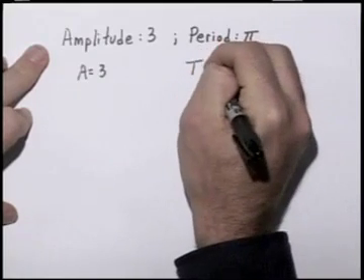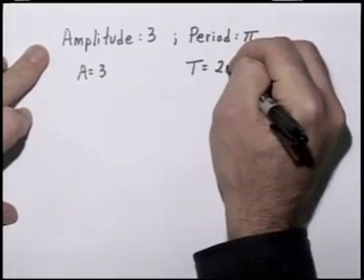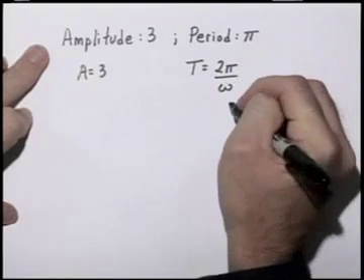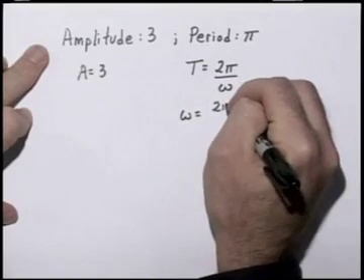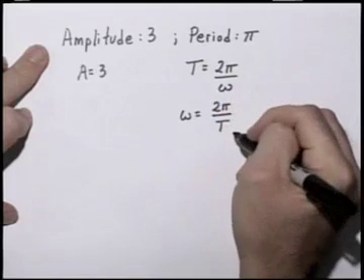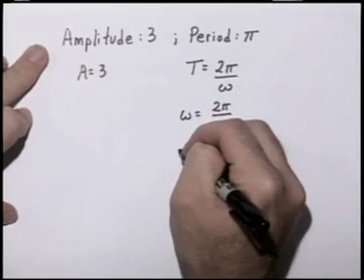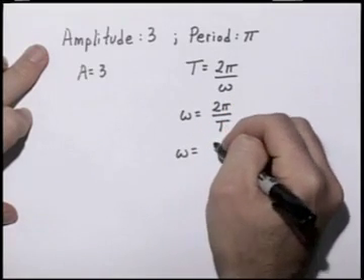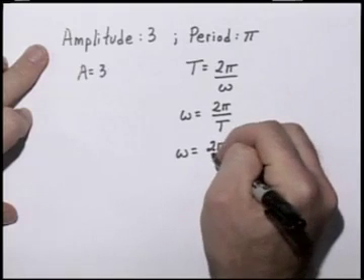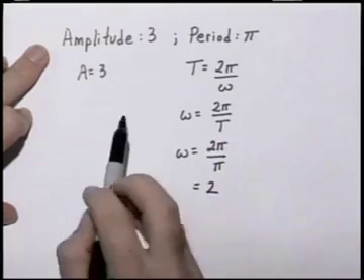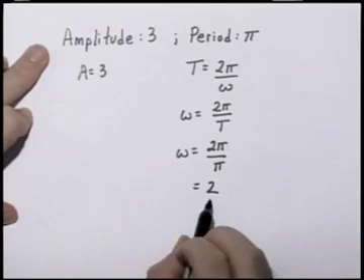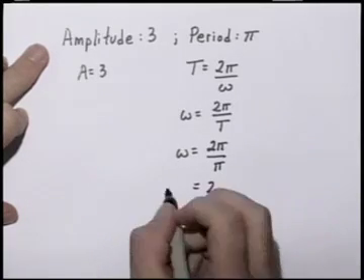Recall that the period T of a function is 2 pi over omega, which means that omega equals 2 pi over T. So omega is going to equal 2 pi divided by pi, or 2. So now I know a is 3, I know omega is 2.